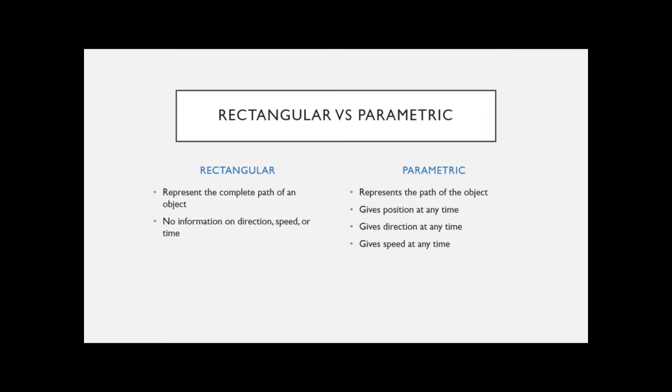But with parametric equations, you get the path, but you also can figure out where it was at any point in time. It actually can give you the direction, because as you plot the points, you'll know which direction it's going. And you can figure out the speed, because if you know the distance it's gone over a certain amount of time, speed is distance over time. So you can actually use your equations to figure out the speed of the object as well. So it gives you a lot more information than just our normal x, y.